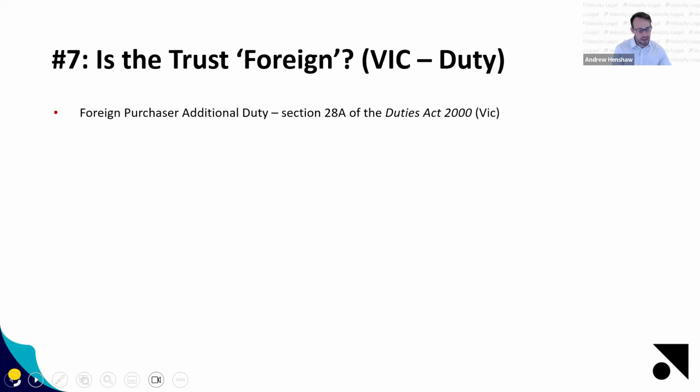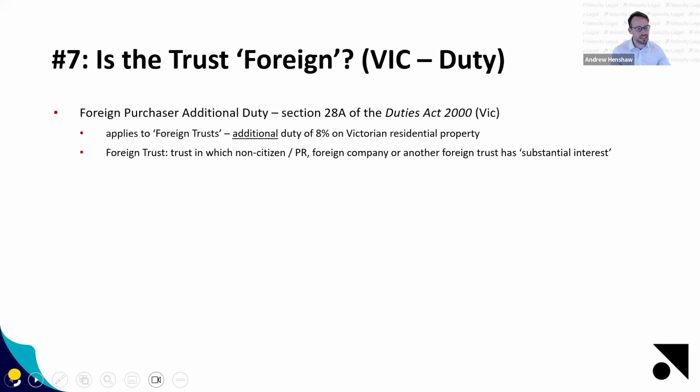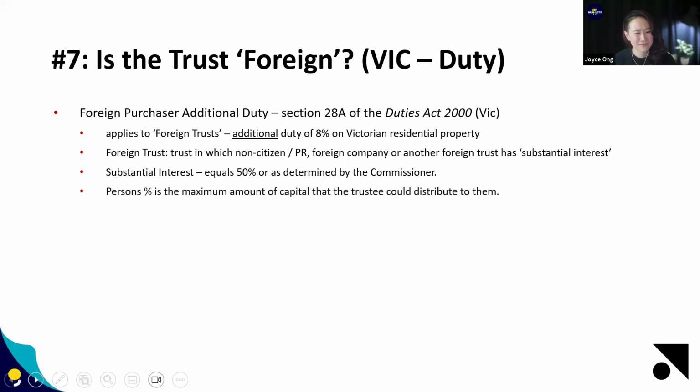So in Victoria, we've got what's called FPAD, Foreign Purchaser Additional Duty. It applies to foreign trusts. A foreign trust in Victoria is any trust in which a non-citizen, non-PR, or another company or another trust has a substantial interest. And a substantial interest is 50% or is determined by the Commissioner, so it really can be anything. And the person's percentage is the maximum amount of capital that the trustee could distribute to them. So basically, if it's a beneficiary and they can receive a capital distribution, their interest would be 100%, unless the deed doesn't allow 100% of a capital distribution to go to them, for example.